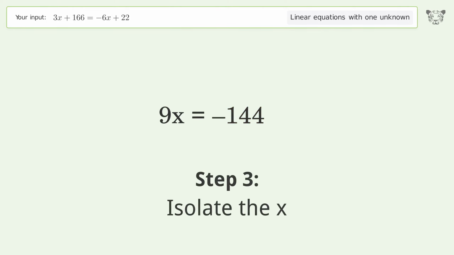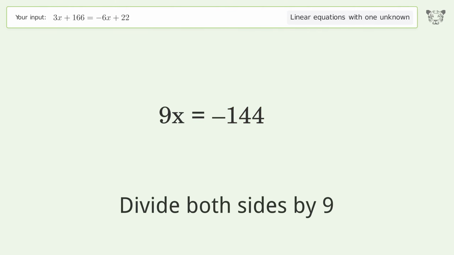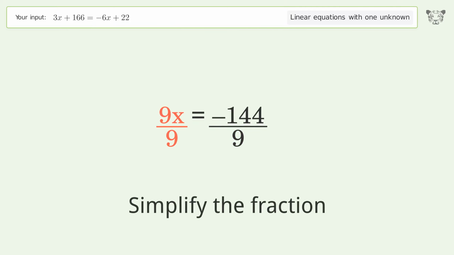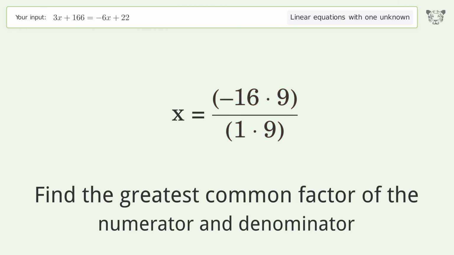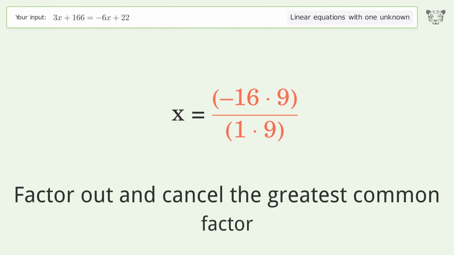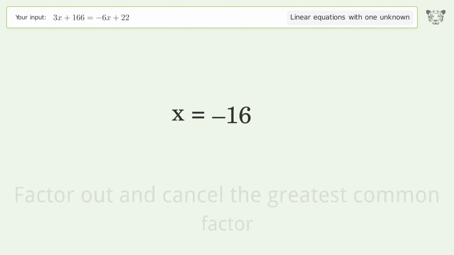Isolate the x. Divide both sides by 9. Simplify the fraction. Find the greatest common factor of the numerator and denominator. Factor out and cancel the greatest common factor. And so the final result is x equals -16.